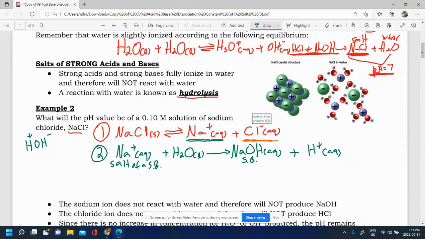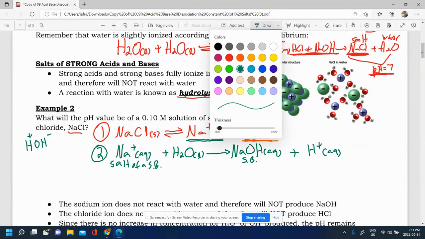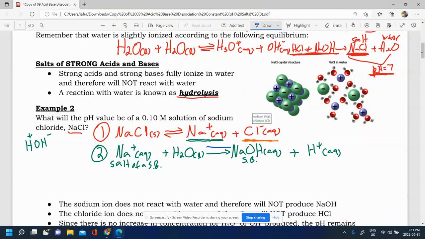Remember, a strong base will not want to reform once it's dissociated. The strong base wants to go this way. It dissociates 100%, and it doesn't have an equilibrium where it goes backwards to remake NaOH. So once you have Na+ in solution, it's not going to react with water to make the strong base. A strong base is so strong towards dissociation, it will not reform.